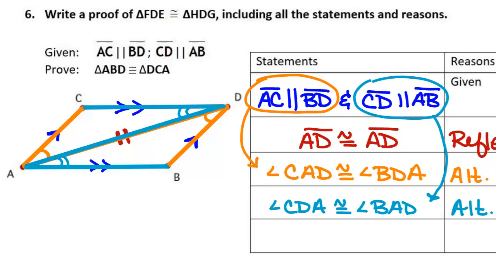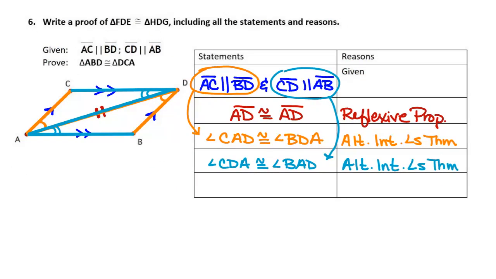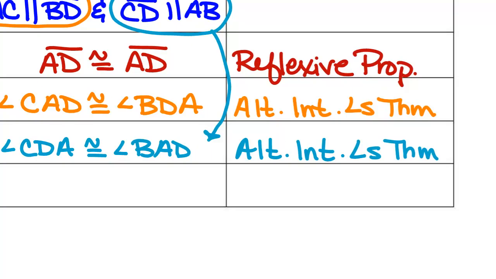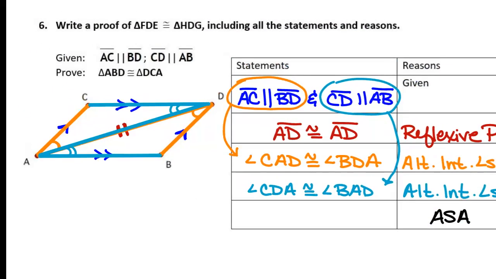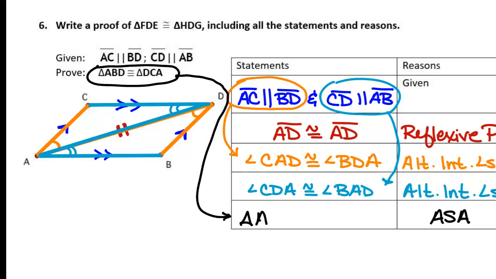Look at the way we have these two triangles marked up. Do I have enough information to say that triangle ABD is congruent to triangle DCA? Yes, using which triangle congruence criteria? Angle, side, angle. Triangle ABD is congruent to triangle DCA.